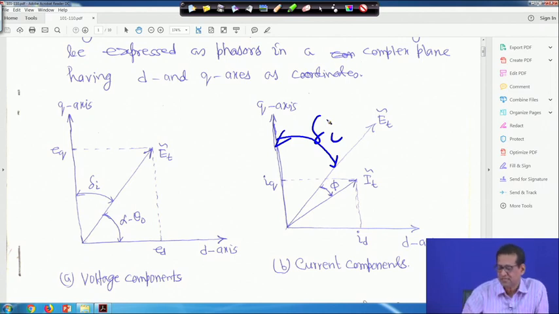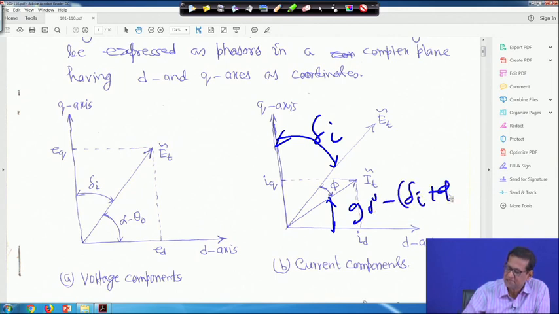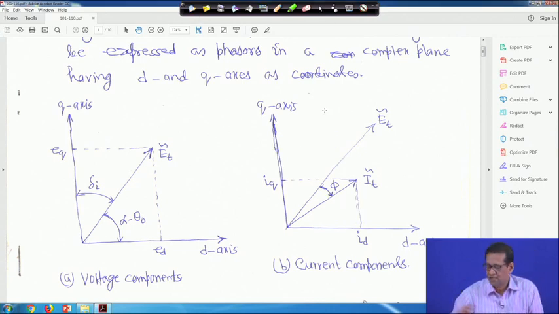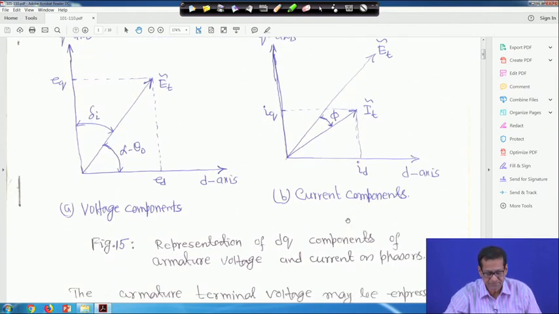Similarly, for the current, this is delta I and this is phi. So, this angle is actually 90 degrees minus (delta I plus phi). Therefore, ID will be equal to IT cos(90 degrees minus (delta I plus phi)), that is, ID is equal to IT sin(delta I plus phi). Similarly, IQ will be IT cos(delta I plus phi). So this is the voltage component and this is the current component.